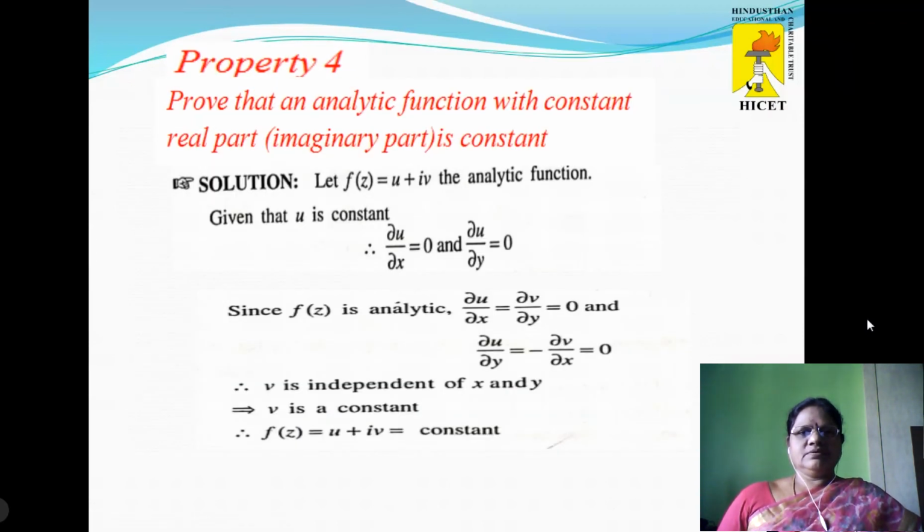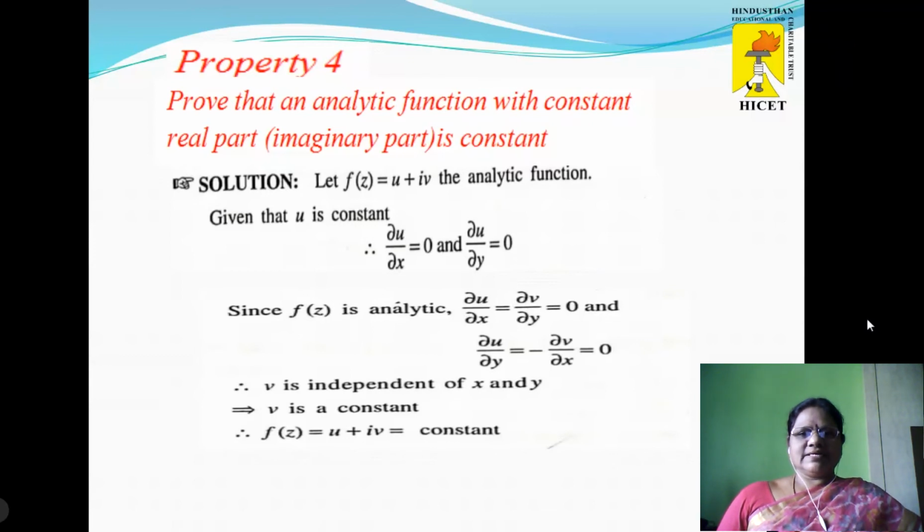Property 4. Now let us prove that an analytic function with a constant real part is constant. Similarly, an analytic function with a constant imaginary part is also constant. Let f of z equal to u plus iv be an analytic function. Given that the real part u is constant, therefore dou u by dou x equal to 0 and dou u by dou y equal to 0 upon differentiation.